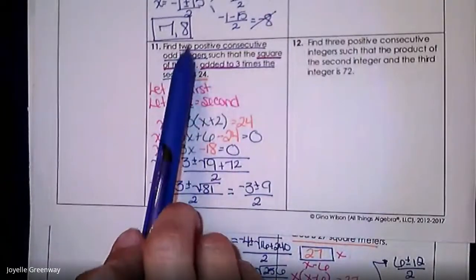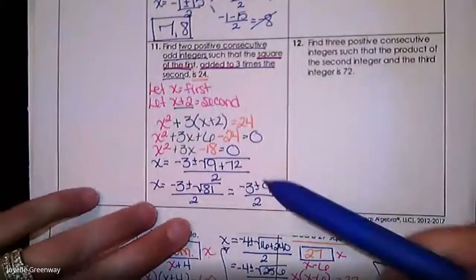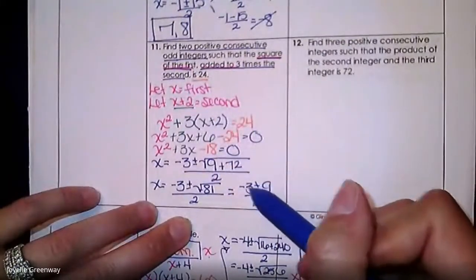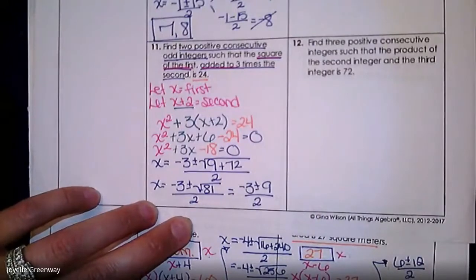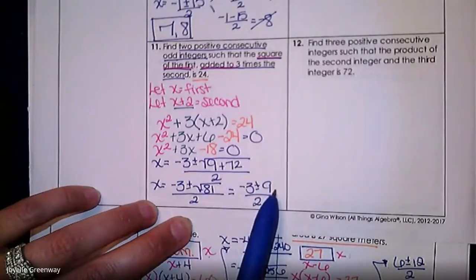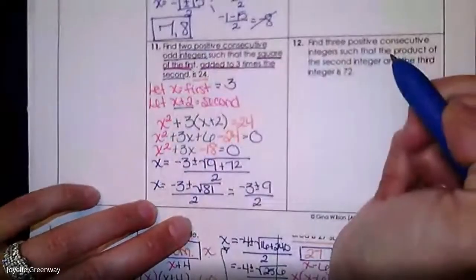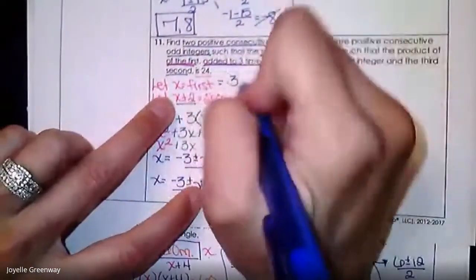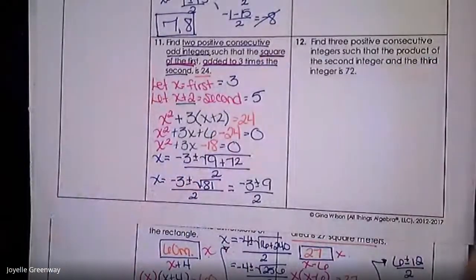So two positive consecutive odd integers. So I need my positive roots. So negative 3 plus 9 divided by 2 is going to give me my positive root, right? So negative 3 plus 9 is 6, and then 6 divided by 2 is 3. So my first integer is 3, and then 3 plus 2 is 5, which is my second integer.